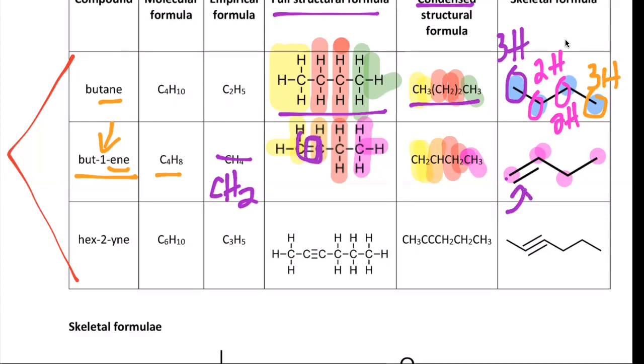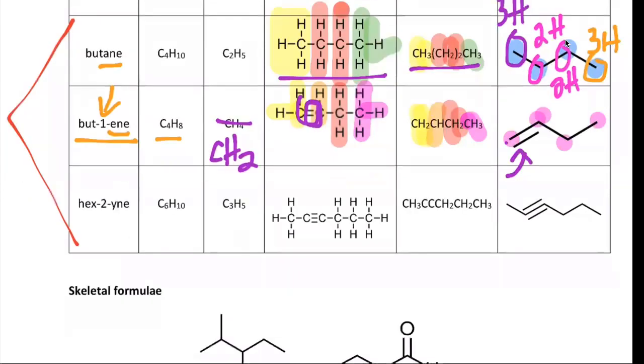Okay. The next one, similar, except it ends in YNE. Anything that ends in YNE has got to have a triple bond. So this tells me that the triple bond is going to be between the second and third carbon, which I can see here it is right here in the full structural formula.